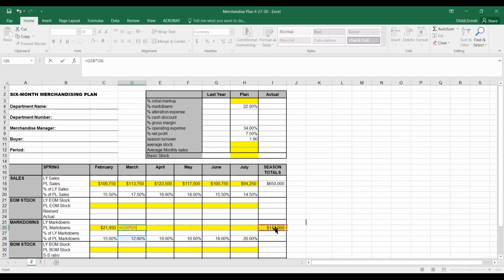Sorry, could you go over again how to get the planned markdown? Sure, the total? Yes, please. Okay. So we do have 22% as your total markdowns right up here. Your total markdown is going to be total markdown percentage times season totals for your net sales. Okay. Thank you.